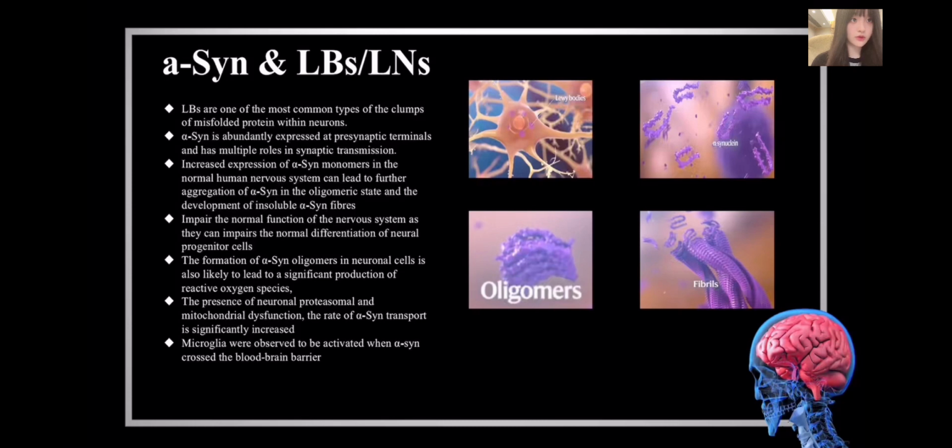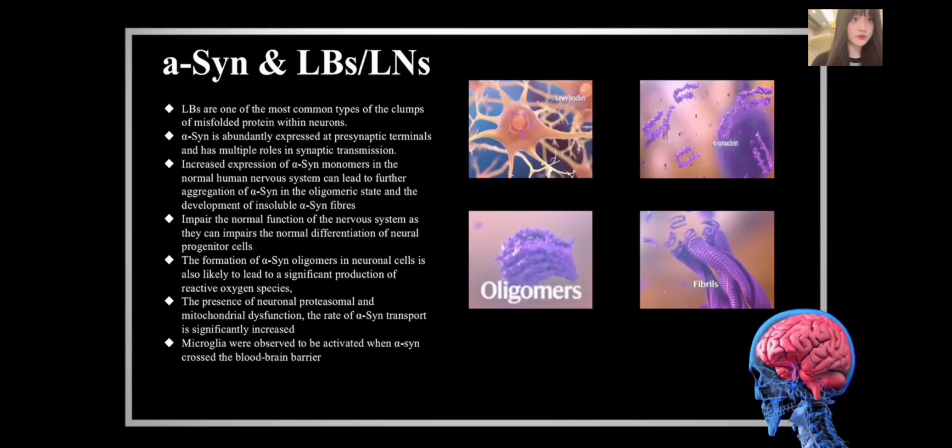Next, alpha-synuclein and Lewy bodies. Lewy bodies are one of the most common types of clumps of misfolded protein within neurons. One of their typical characteristic components is a misfolded protein called alpha-synuclein. In the nervous system, alpha-synuclein is abundantly expressed in presynaptic terminals and has multiple roles in synaptic transmission. Normal levels of alpha-synuclein protect the CNS from damage. Nevertheless, increased expression of alpha-synuclein monomers in the normal human nervous system can lead to further aggregation of alpha-synuclein into an oligomeric state and the development of insoluble alpha-synuclein fibers, particularly in the presence of mutation and gene duplication in SNCA.